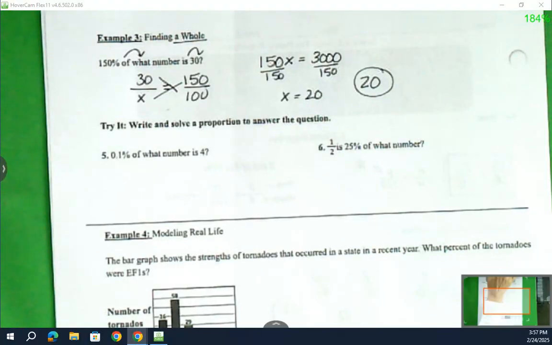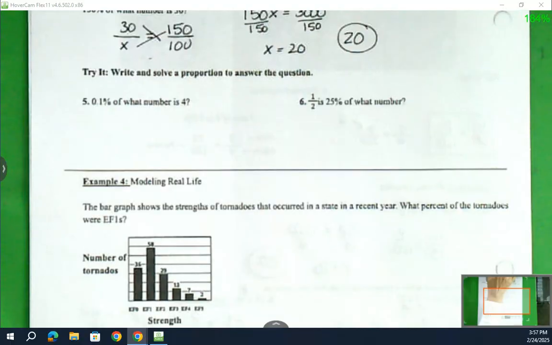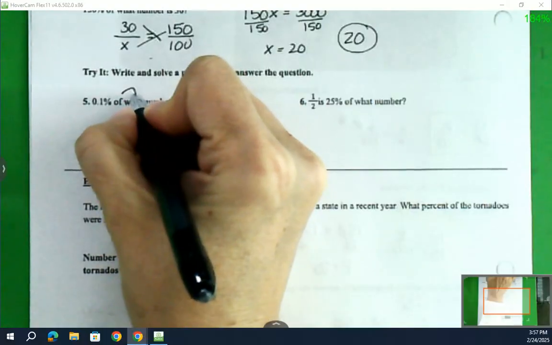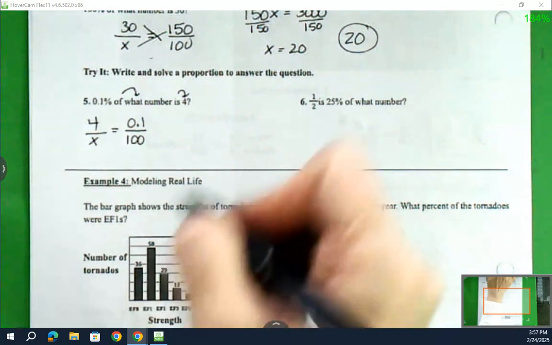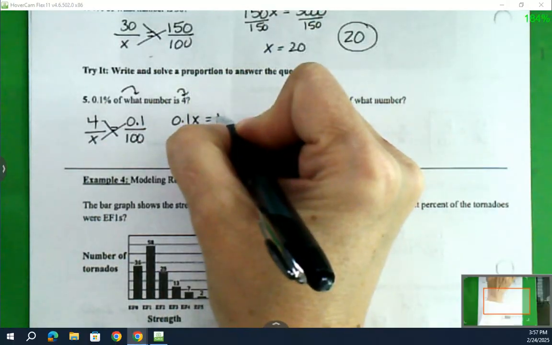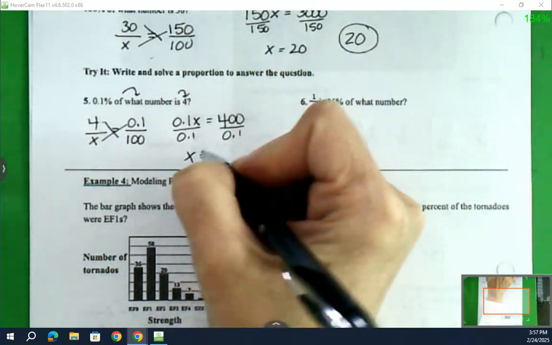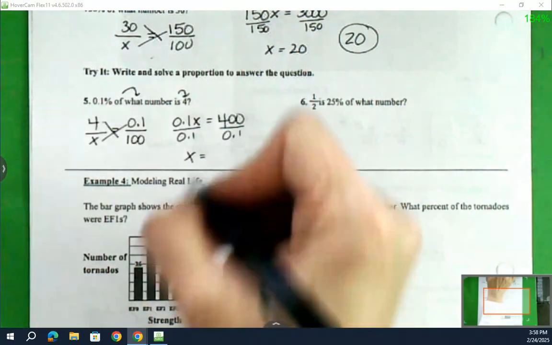Okay, pause and try questions 5 and 6, and then turn it back on to check with me. Okay, looking at question 5, we have 0.1% of what number is 4. Using our cross products, we're going to have 0.1x is equal to 4 times 100, or 400. Divide both sides by 0.1, and 400 divided by 0.1 is 4,000.